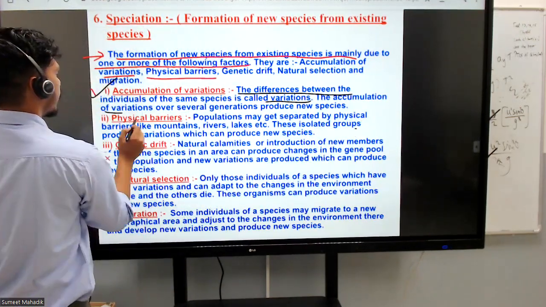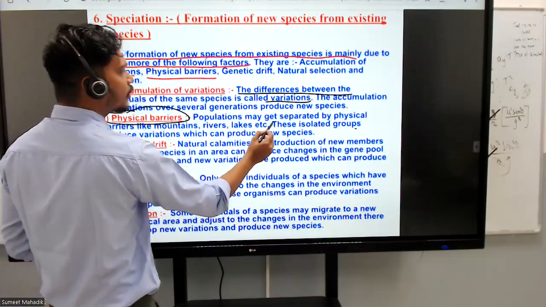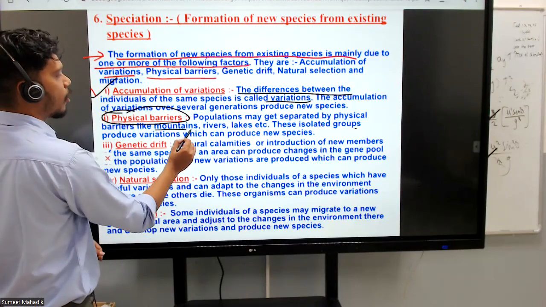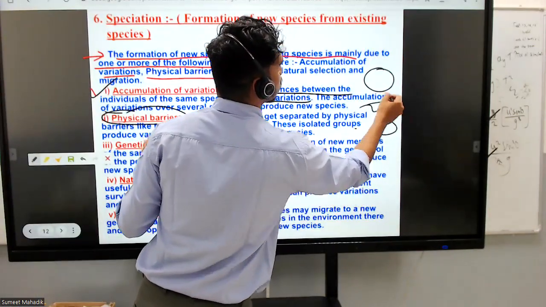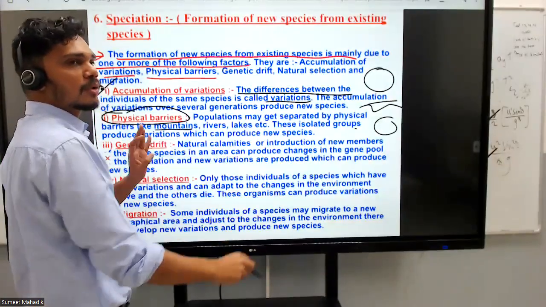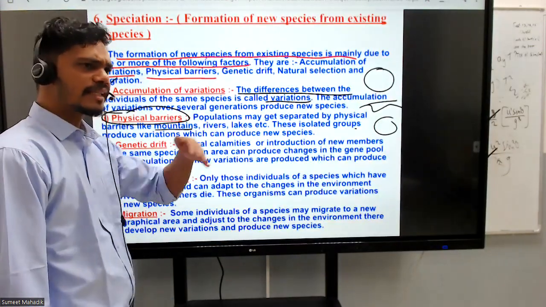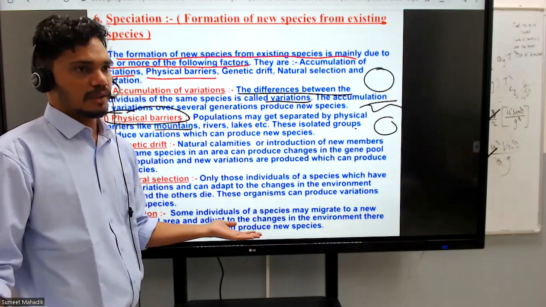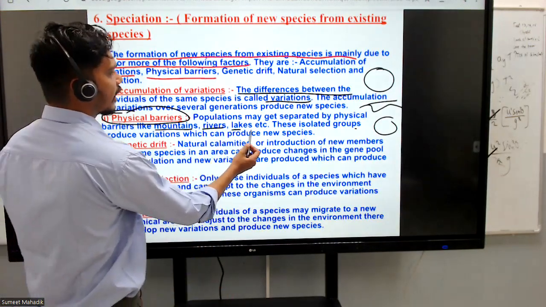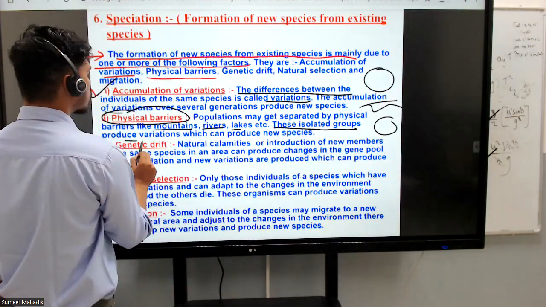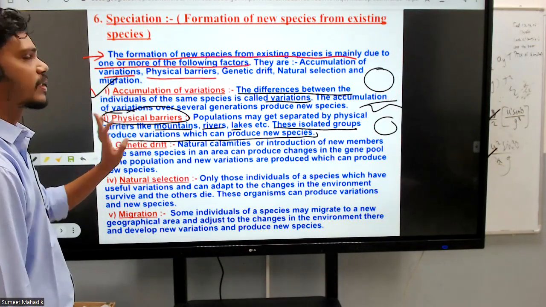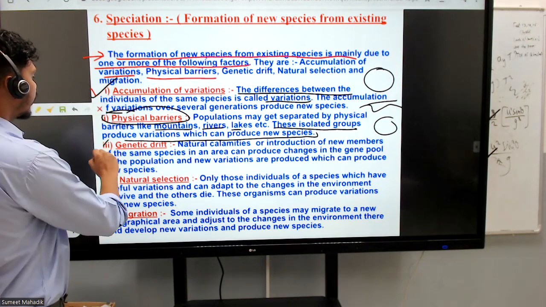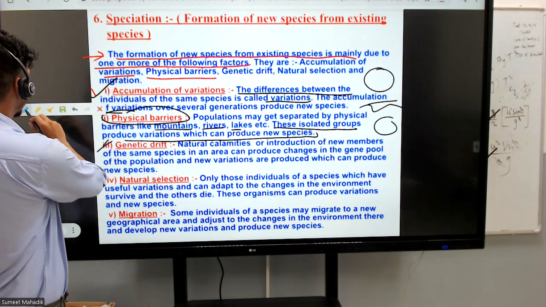Now the next one, physical barrier. A population may get separated by a physical barrier, like mountains. Here is one community, here is another community, and there is a mountain. Because the resources are quite different, you can say in Oman or India, resources are quite different, right? These isolated groups produce variation, which can produce a new species. That is the physical barrier. Then genetic drift. What is genetic drift over here?